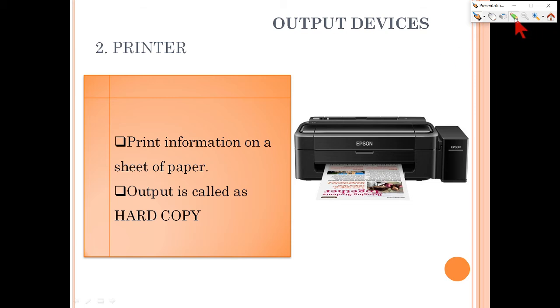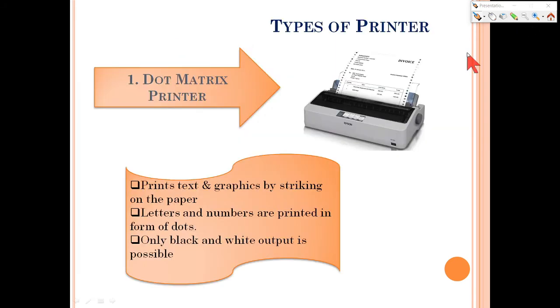Okay, so next we are having output devices. The second output device we are having is printer. Printer is used to take the print, or you can say the hard copy output. Output is called hard copy, and it prints the information on a sheet of paper. Whatever we are having in the computer, when we want it in the form of paper outside, that's why it is an output device. So for that work we are having the printer. There are again various types of printers also.